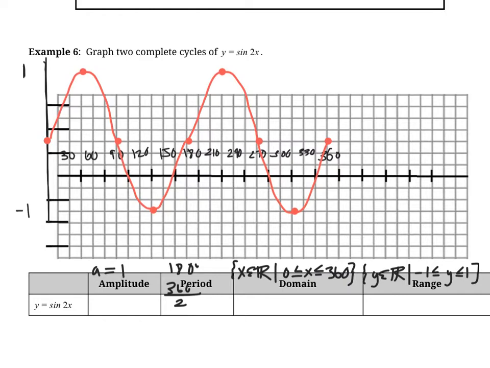So what was affected this time by changing our k value was our period and also our domain. Because normally, if this was 2 cycles, it would go all the way to 720.